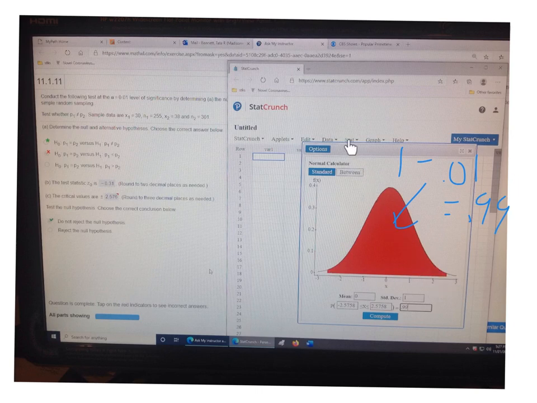So you go in the stat calculator, normal calculator. We want between. You find an area between by 1 minus alpha. Since it's Z-score, you leave these alone and just put 0.99 and you click compute, and it gives you the two critical values here that you're being asked for.